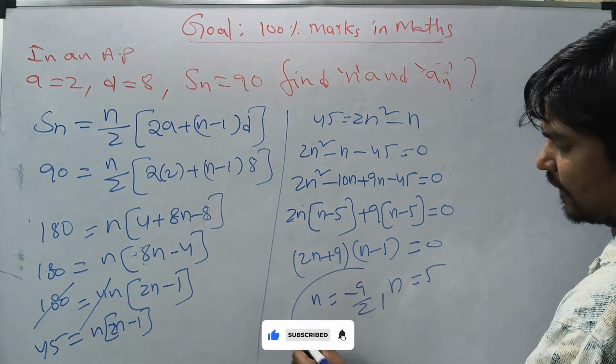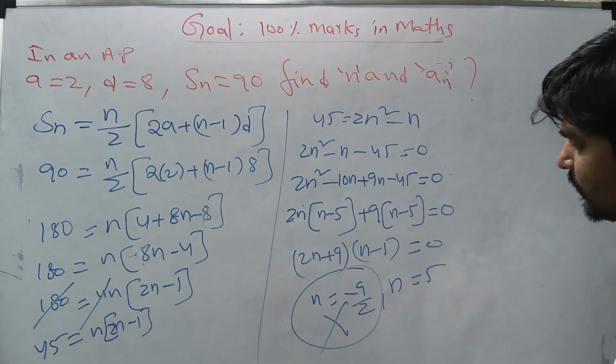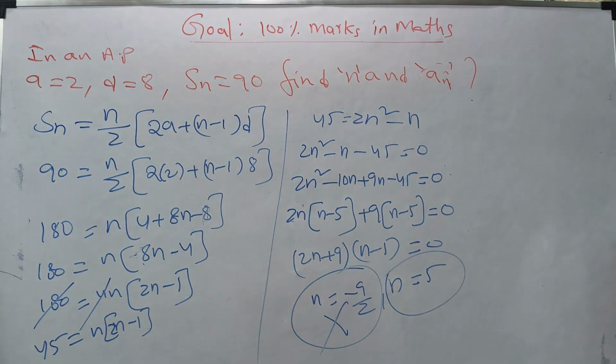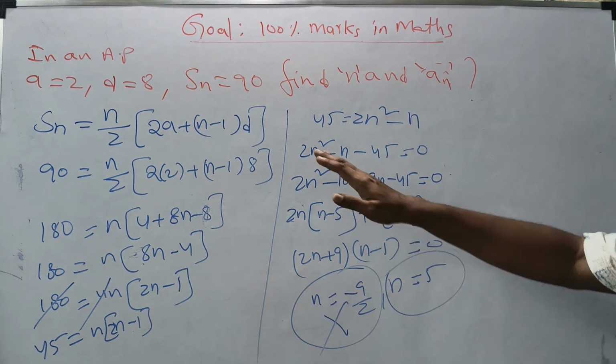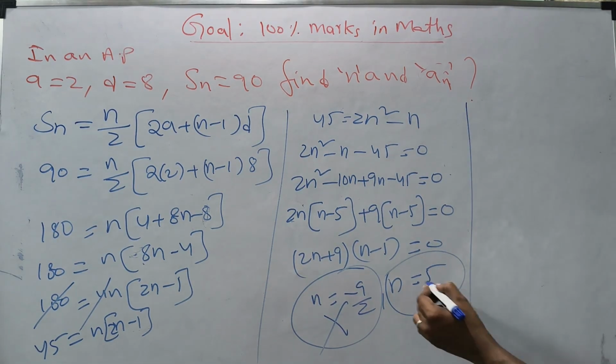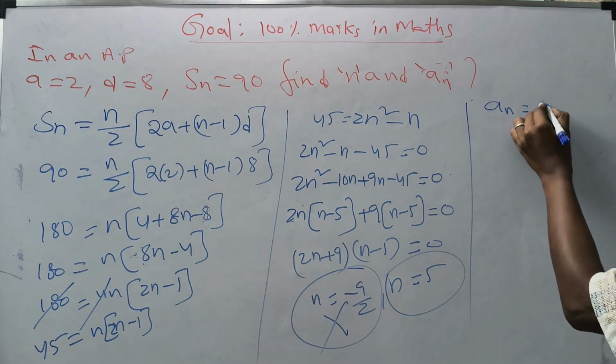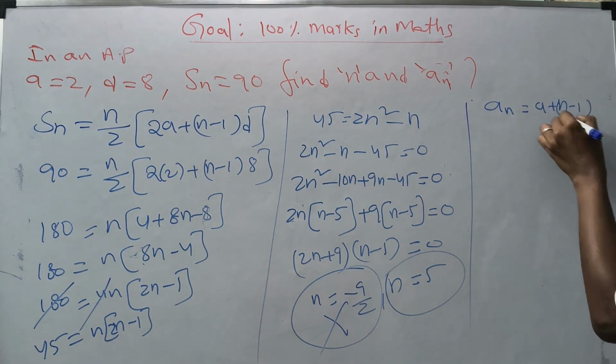So always the nth term of an AP should be a natural number. It is not possible. So n is equal to 5. Clear? So we got the n value. Now we have to find out an also, meaning a5 we have to find out. Correct? Now an, we already know, is a plus n minus 1 into d.